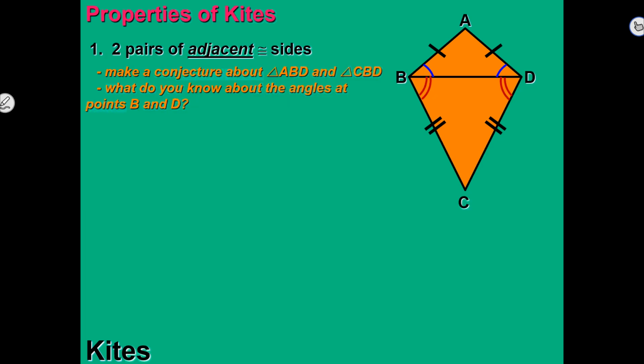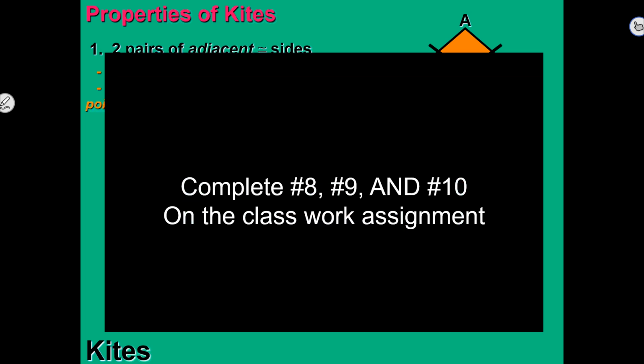Keep in mind, guys, that we don't know what the measures of the blue and red marks are, but whatever they are for D, they're the same for B, right? So angles B and D are what? Congruent, right. So on number 8, what's the measure of angle K? 88.